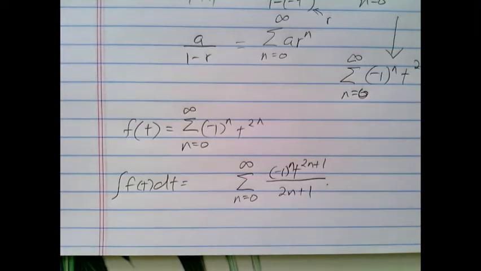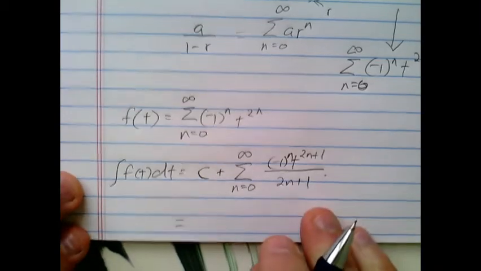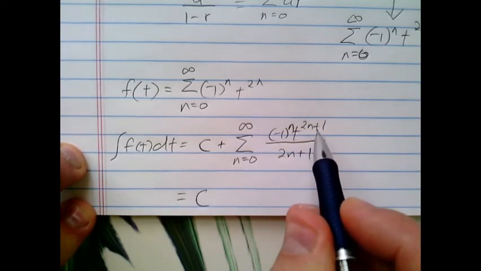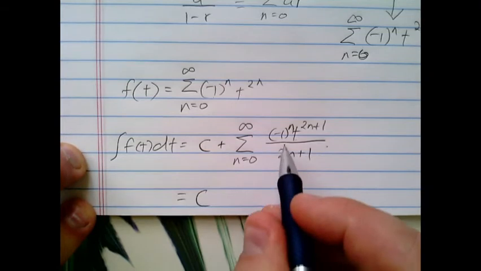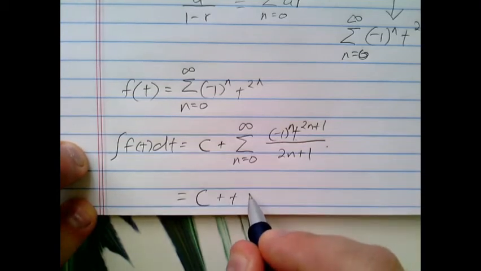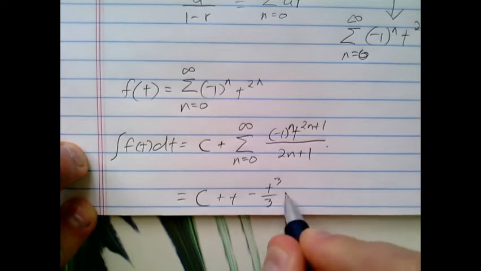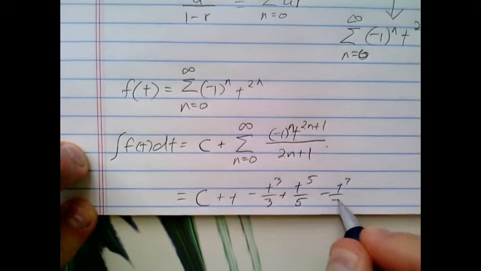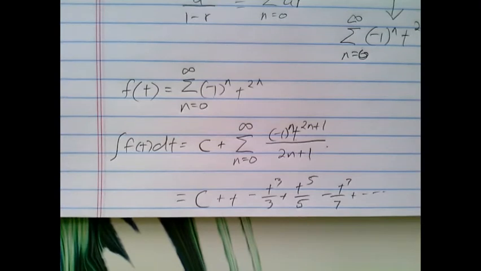But there's one more pretty basic antiderivative rule, and that's when you compute an antiderivative, you get a constant of integration, which is why I left a little space. Now, check this out. I've got a c, and if I start writing these out, n starts at 0, so the power of t starts at 1. So I'm going to get a 1 times t to the 1 over 1. So I'm going to get a t, and then if I keep going, I would get a minus t cubed over 3 and plus t to the 5 over 5 and minus t to the 7 over 7 and so on.